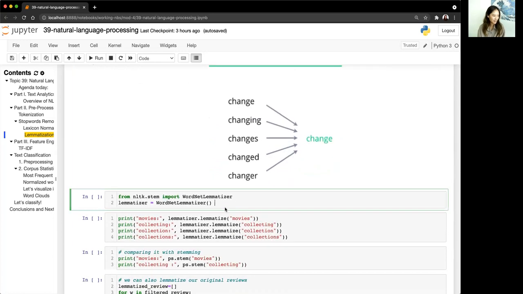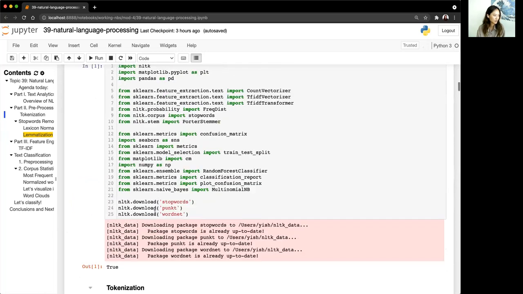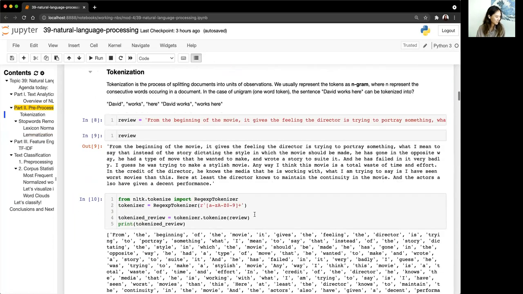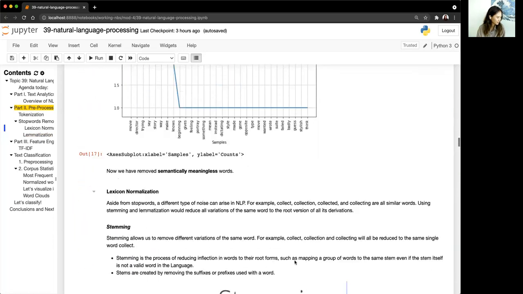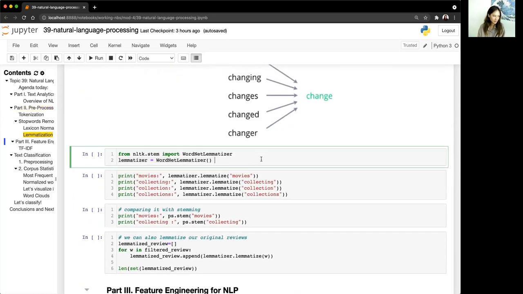Very similar to that, we're going to use the WordNet lemmatizer. There are actually a few lemmatizers, and WordNet is the most common one. In order to use this, if you're running into any errors, you actually do have to download the WordNet package, or the WordNet corpus. So, quick point there. Okay, so the process of lemmatization is very, very similar.